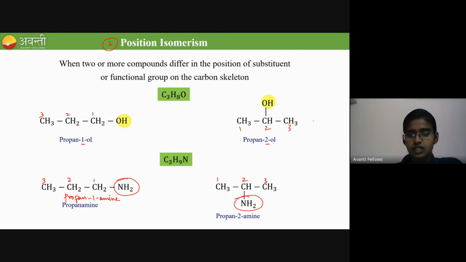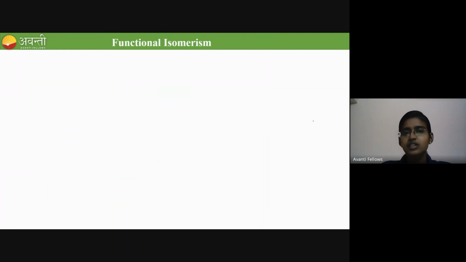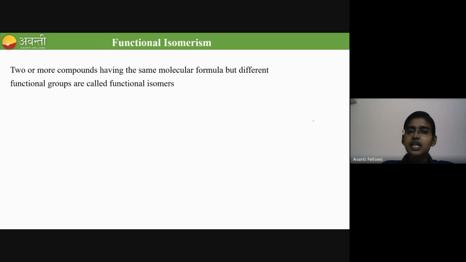Shall I go on with the third isomerism, students? So what is the third isomerism? Do any of you remember? Yes, Bhavana, thank you so much. Do any of you remember the third isomerism, which I showed you on that flow chart? Very good. It is functional isomerism. So what is functional isomer?